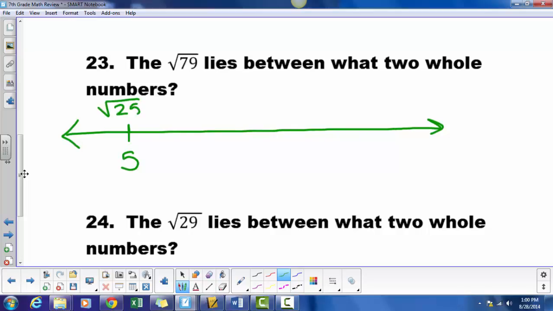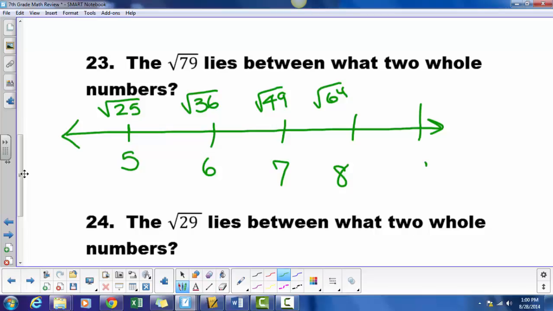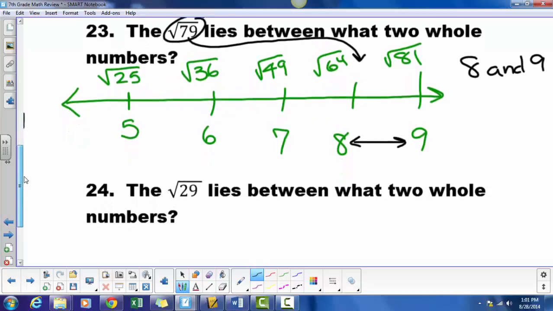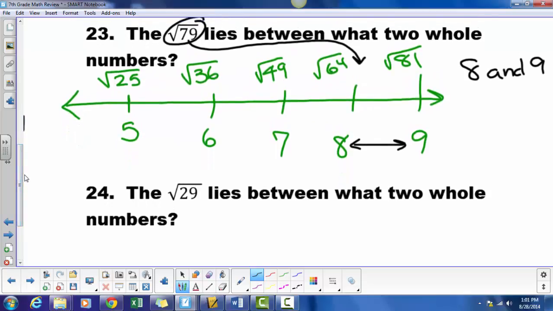The last two: the square root of 79 lies between what two whole numbers? Remember we made a number line and we said, well, let's see. If this is the whole number 5, the square root of 25 shares the same space. 6 and the square root of 36 share the same space. 7 and the square root of 49. 8 and the square root of 64. 9 and the square root of 81. And it just so happens that the square root of 79 is going to fall right in between there. So the square root of 79 is in between the numbers 8 and 9.